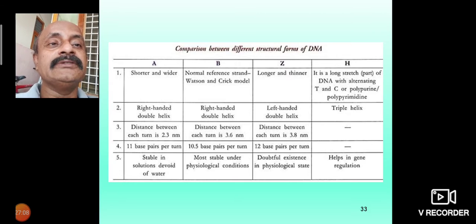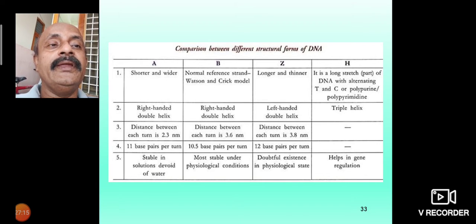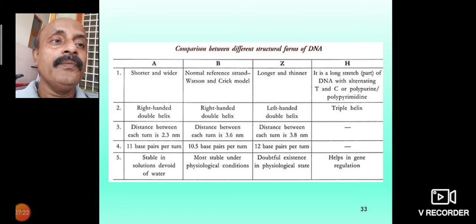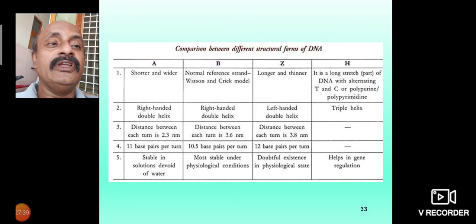So what is the comparison between the different structures of DNA? A-DNA, B-DNA, Z-DNA, H-DNA. The four types of DNAs are present. A-DNA is shorter and wider. B-DNA is the normal reference structure, the Watson-Crick model. That is called B-DNA. Z-DNA means zigzag, longer and thinner. H-DNA also has a particular sequence.